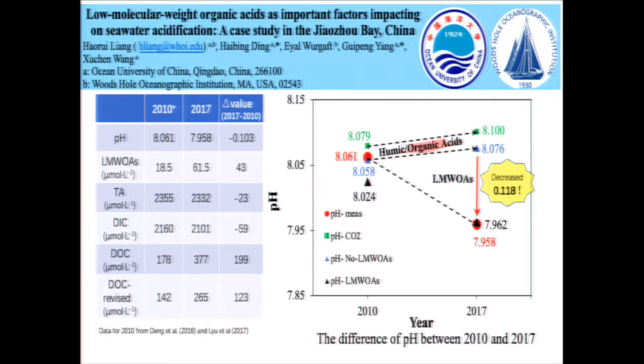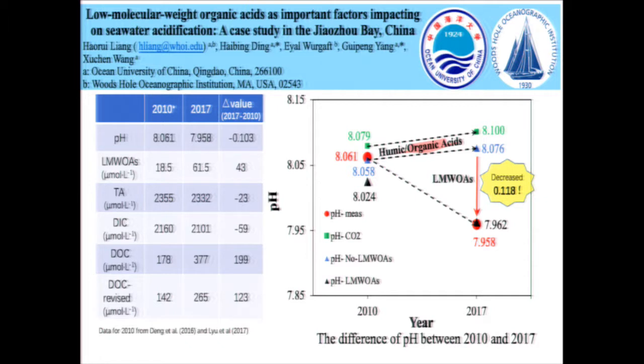So we combine with the revised DOC value, which removes the low molecular weight organic acids from it, and we got the result shown as the blue triangle. We can see the value is lower than the green one. It's possibly because the rest of the DOC contains some humic acid or other organic acids, maybe regarded as organic alkalinity, which will contribute to the pH decrease.